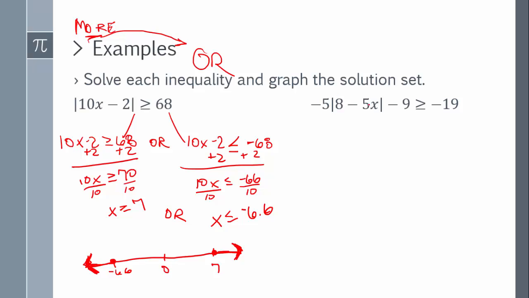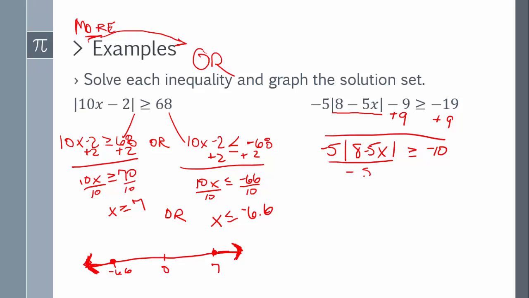All right, one more. Now this is a mess because this absolute value is nowhere near isolated. So let's do kind of what we were doing before when we had absolute values in equations that were this messy. Let's get the part that I underlined, the 8 minus 5x, all by itself. Then we can rewrite. So we'll add 9 to both sides first. Okay, then we'll divide by negative 5. Ooh, now look what happened here. I'm dividing by a negative. I have to actually flip this.